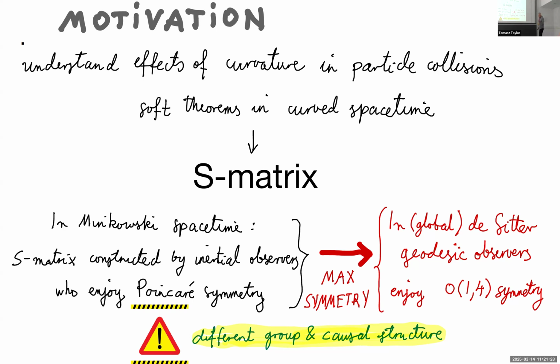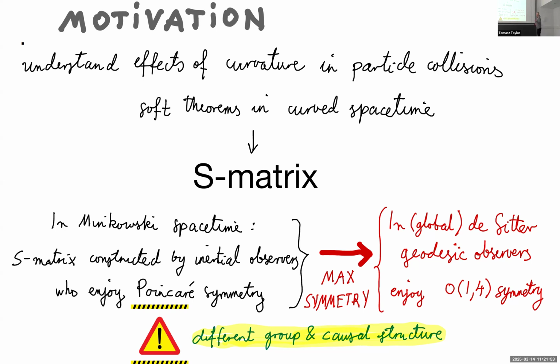So in general, when you go to curved space-time, of course, you lose symmetries. That's essentially the main problem that you encounter, that you deal with lower symmetry. And then, when you do computations in curved space-time, you always ask the question: what am I computing, and who will be measuring it?